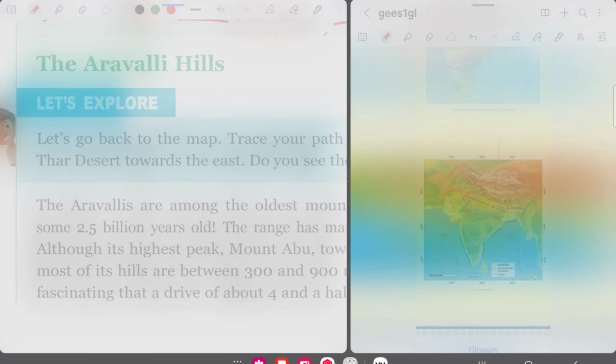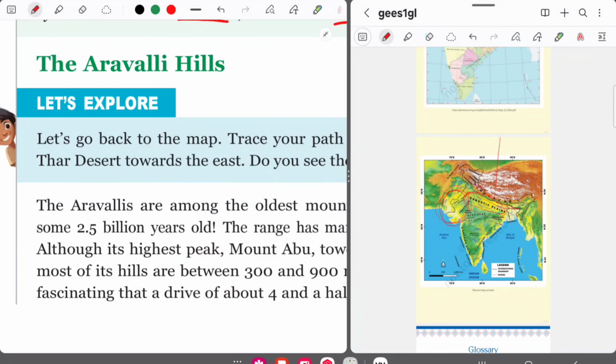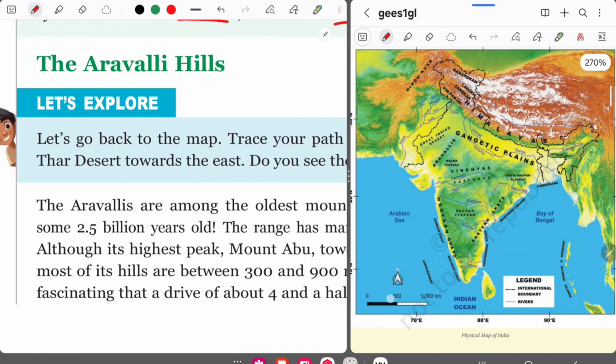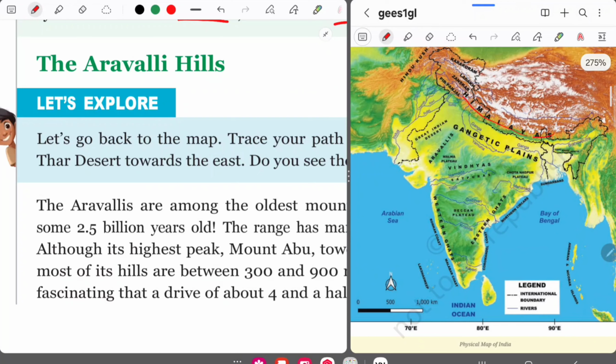So here let me show you on the map first. Let us have a little clearer view of what we have studied. See, we have learned about the Himalayas, this region, isn't it? And after that we learned about this region, the Thar desert. Now we are going to learn about this region, the Aravallis.